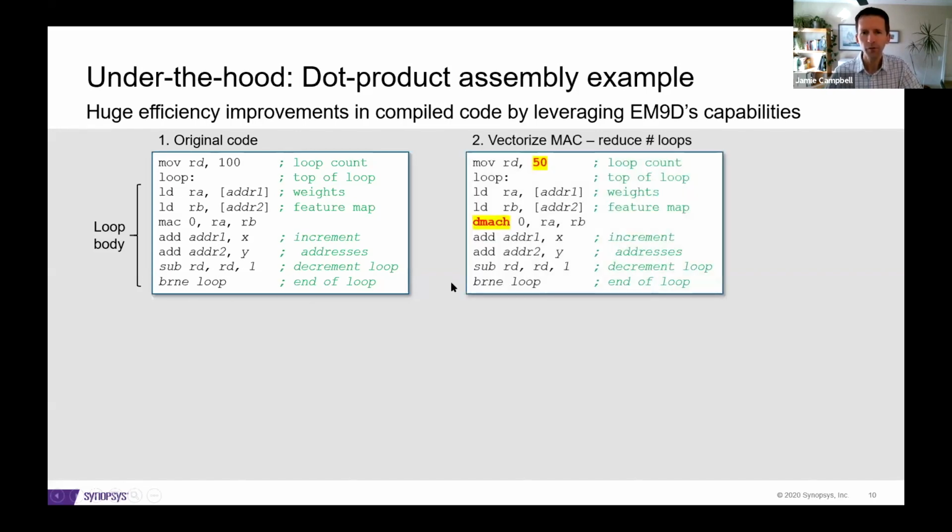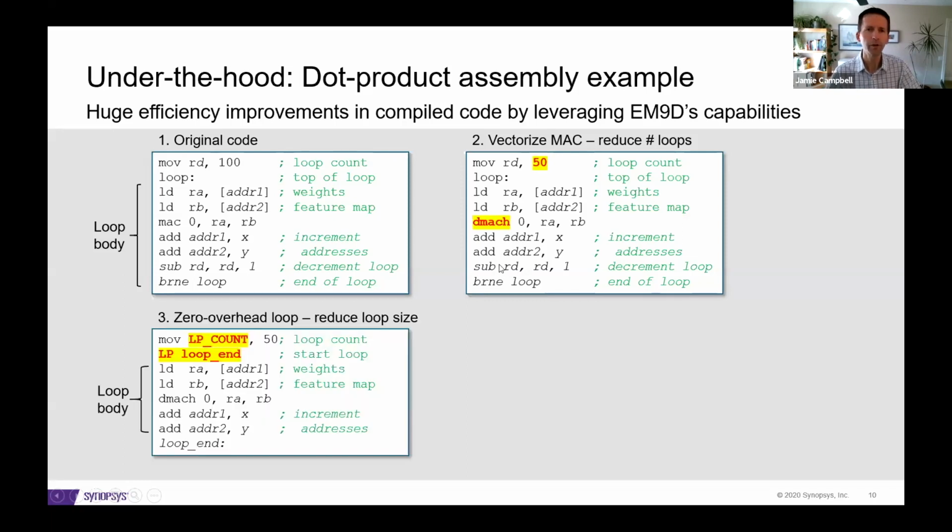Our first optimization is to apply a vectorized multiply accumulate instruction. This effectively allows us to reduce our loop count by half. We still have the loop, but we don't need to go through it as many times.